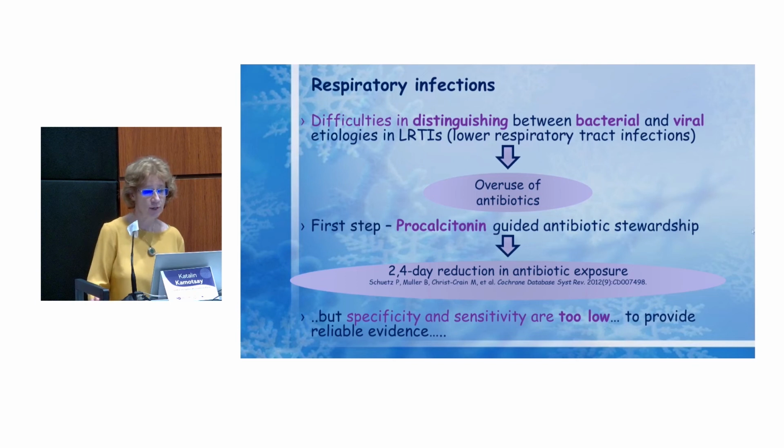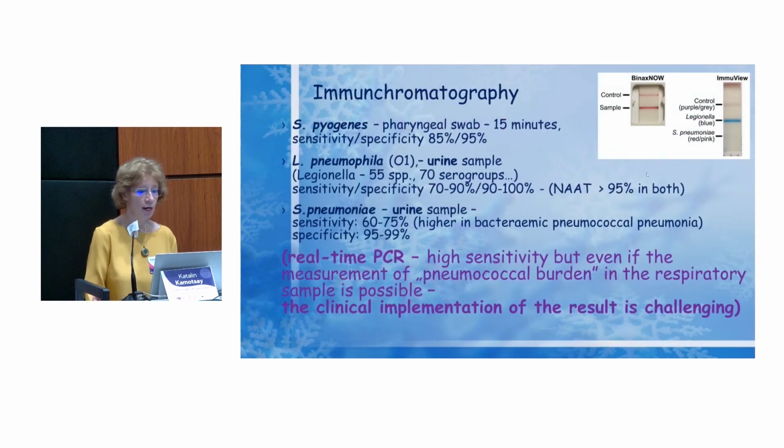Well, just a quick rush through the respiratory infections. There is absolute overuse of antibiotics, because the distinction between bacterial and viral etiologies is not so well diagnosed. The first step could be procalcitonin-guided therapy, which is a help, but specificity and sensitivity are too low.